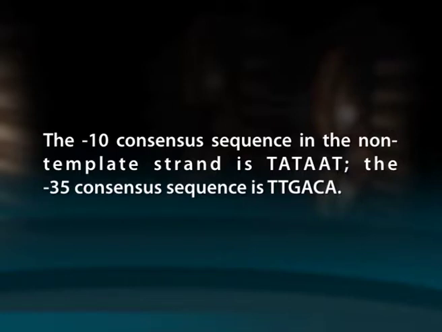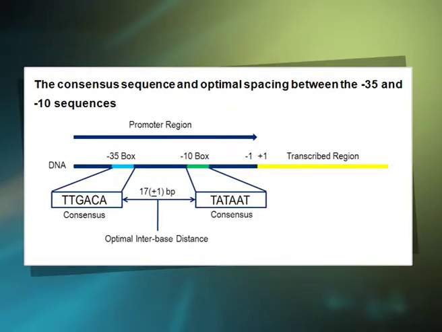The -10 consensus sequence in the non-template strand is TATAAT. The -35 consensus sequence is TTGACA. The sigma subunit initially recognizes and binds to the -35 sequence. Thus, this sequence is called recognition sequence. The optimal spacing between the -35 and -10 sequences is 17 base pair.